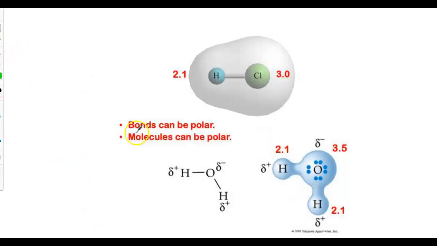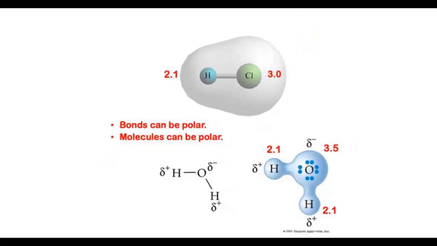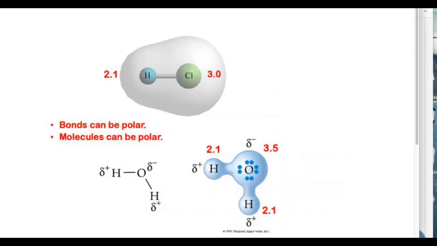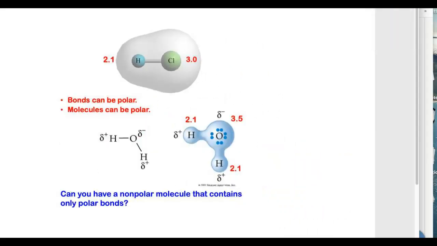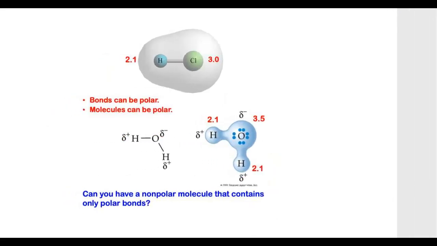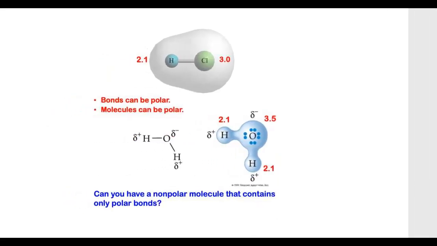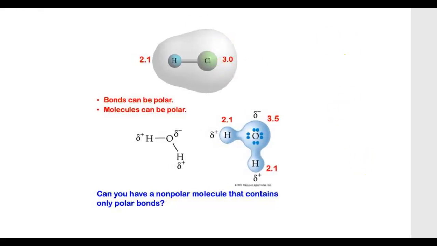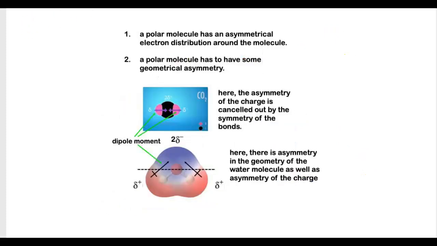Now, let's see. So bonds can be polar and molecules can be polar. Okay. You can't see this. I need to make this smaller. There's a question under there that says, can you have nonpolar molecules that contain only polar bonds? That's an interesting question. And the answer may be different than what you think. So let's talk about molecules and polarity in molecules and what dictates if a molecule is polar or nonpolar.